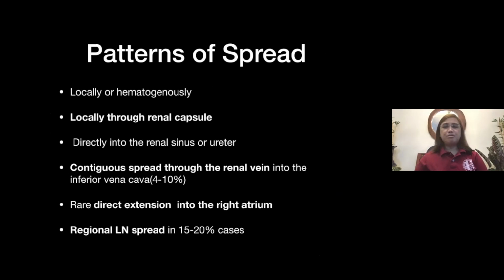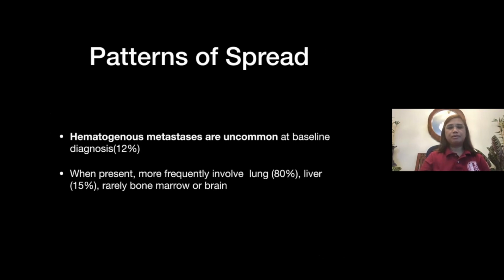For the patterns of spread of Wilms tumor, it can be local or hematogenous. Locally, it spreads through the renal capsule and directly into the renal sinus or the ureter. Contiguous spread through the renal vein into the inferior vena cava occurs in 4 to 10%, with rare direct extension into the right atrium, and regional lymph node spread. Hematogenous metastases are uncommon, and when present, more frequently involve the lung, the liver, and rarely the bone marrow or the brain.